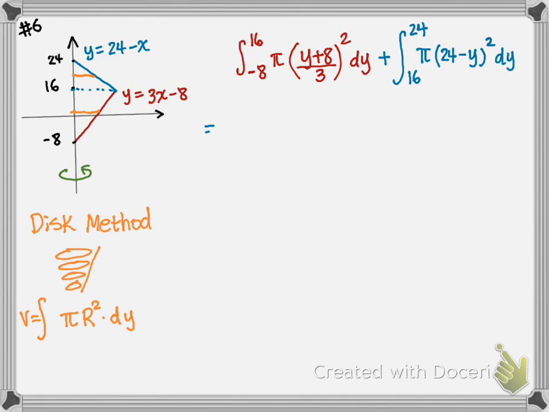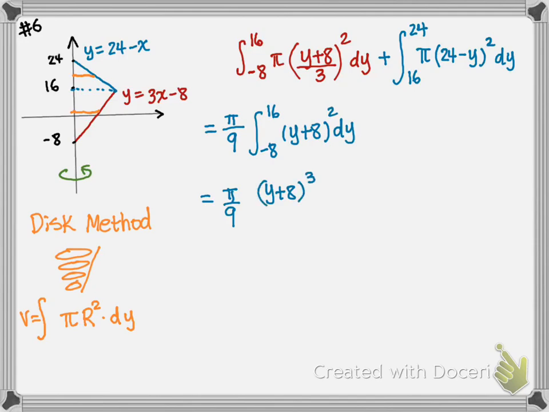So we factor out a constant, we get pi over 9 integral from -8 to 16 of y plus 8 squared dy. And this is a very simple integral. You can use substitution, or you can just simply write it out as y plus 8, power rule, to the third power divided by 3, and you evaluate from -8 to 16.